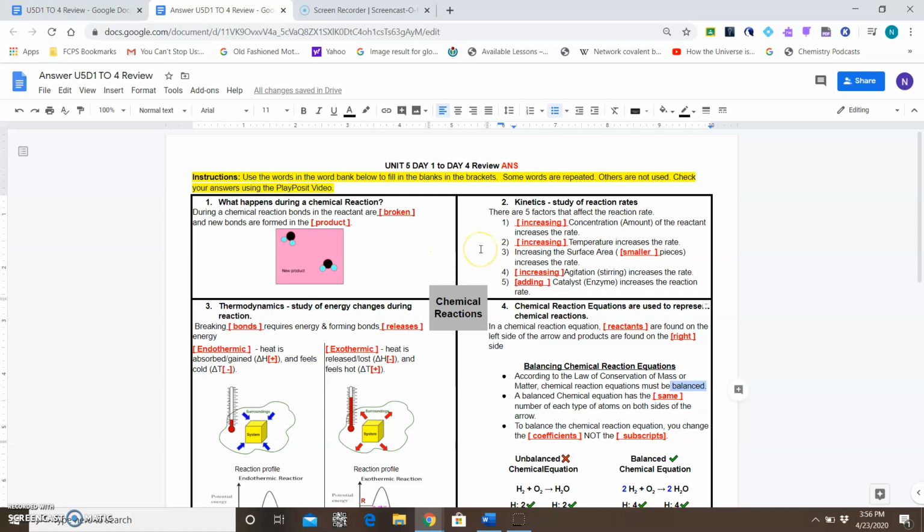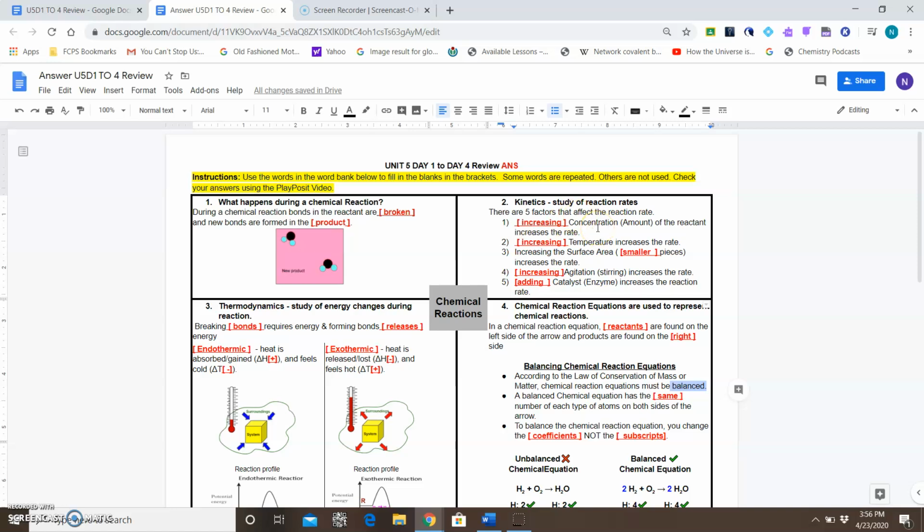Now, that information is important for understanding both kinetics and thermodynamics. Let's start with kinetics. So kinetics is the study of rates of reaction or reaction rates and basically how fast or how slow a reaction is. And the thing about kinetics, there are 5 factors that affect the rate of a reaction. So what you're supposed to do here is go through each of these 5 factors and figure out how you can increase the rate of the reaction by changing that factor.